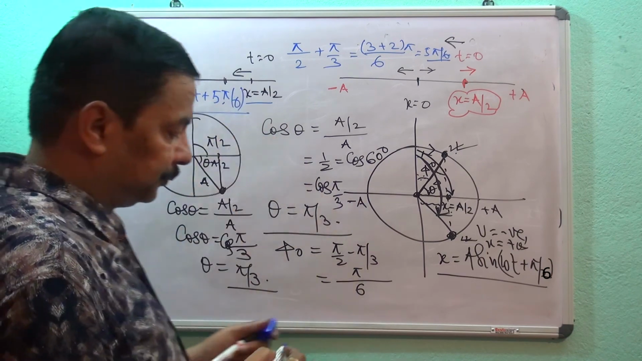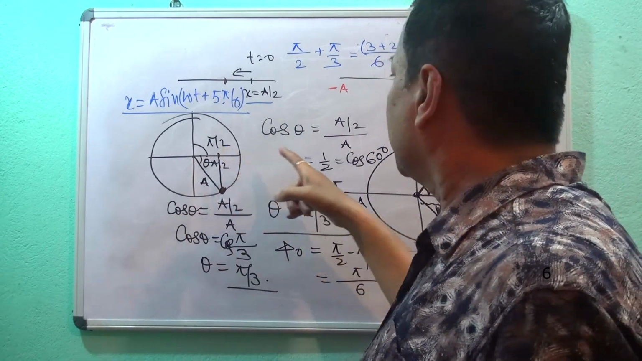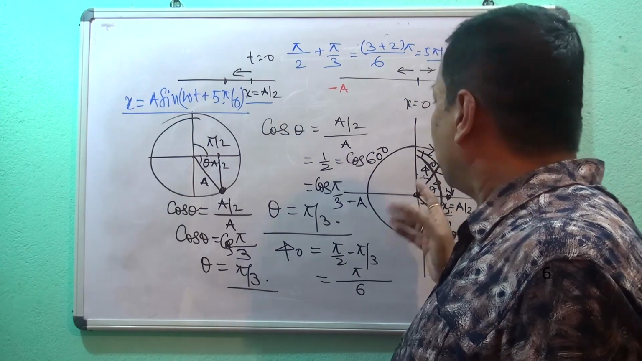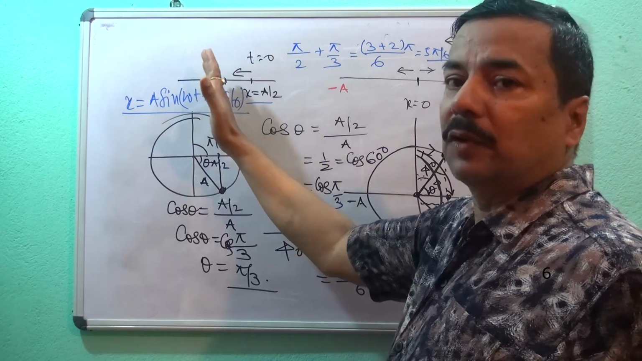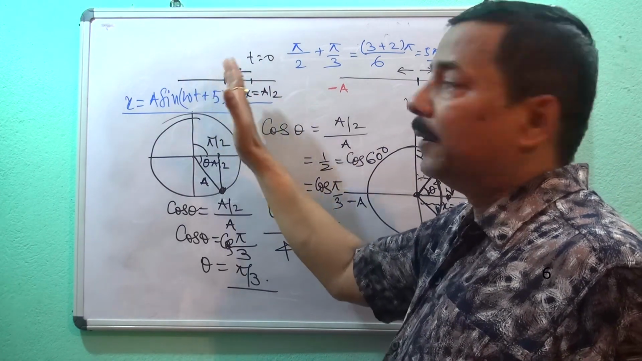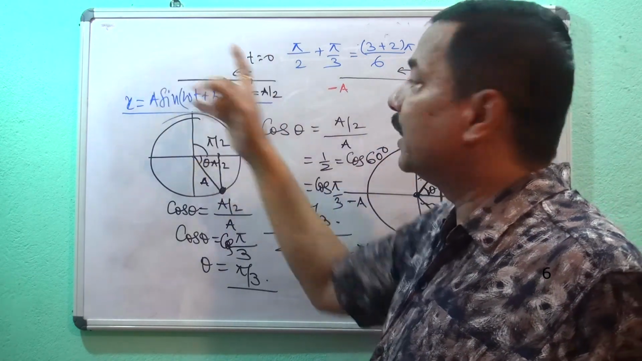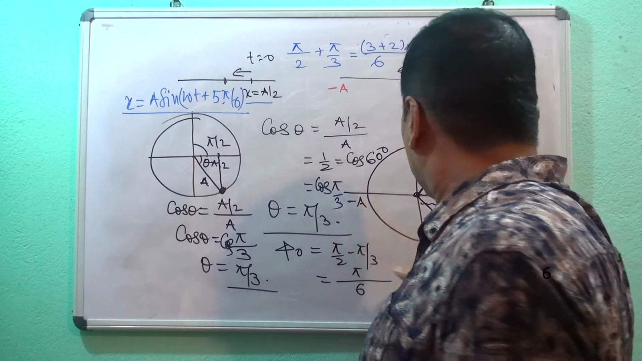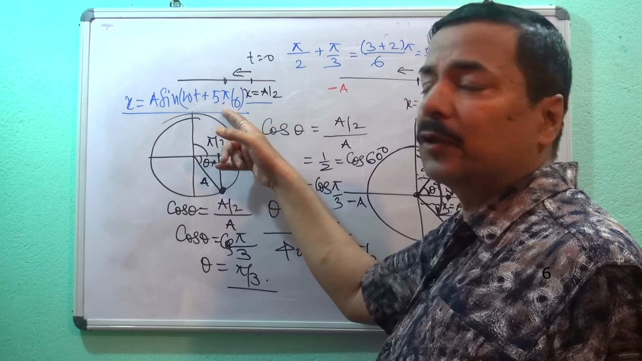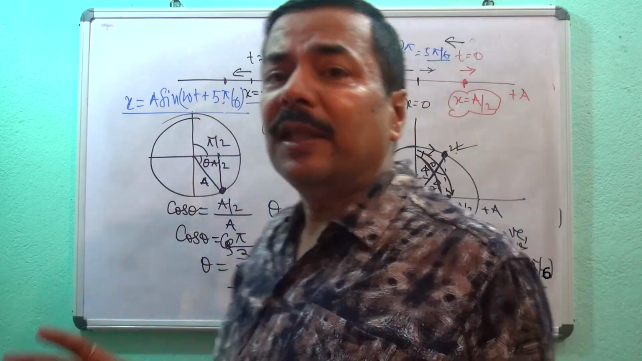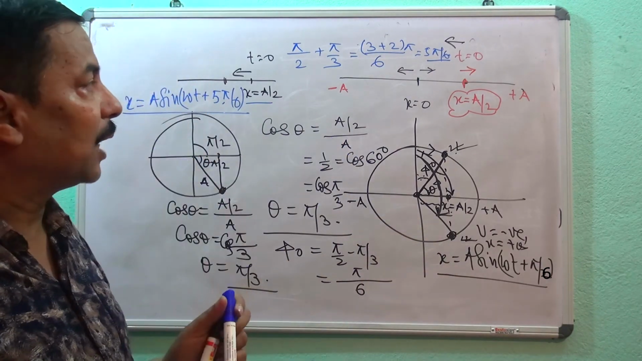Try to understand. See, the position remains the same, that is a by 2. But one time the particle is going towards the positive way, and one time towards the negative way. That means the velocity here is positive, and here the velocity is negative. And you are getting the equation changes. Here the equation is omega t plus pi by 2, and here the equation is omega t plus 5 pi by 6. This concept I had discussed. So this way we calculate the initial phase.